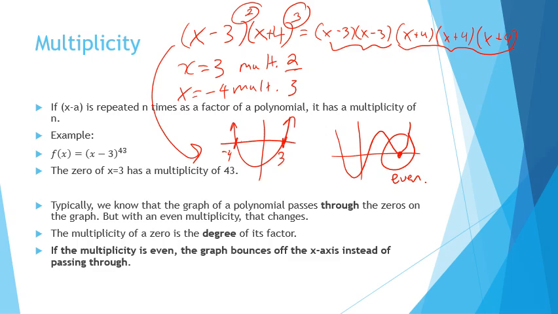So when the multiplicity is even, the polynomial function will bounce off the graph. When the multiplicity is odd, the polynomial function will go straight through. So this is going to be an example of an odd multiplicity. So that's one thing that we will talk about later as well and explore in a little bit more detail.